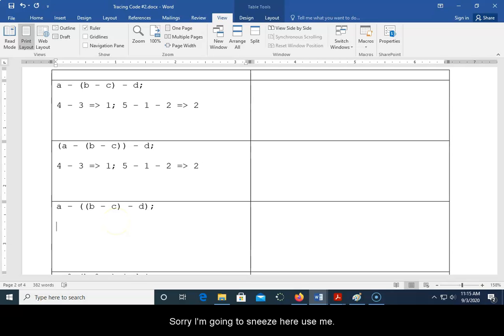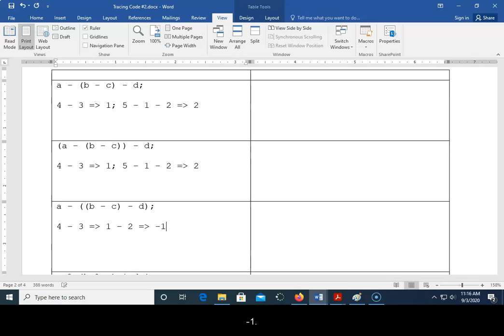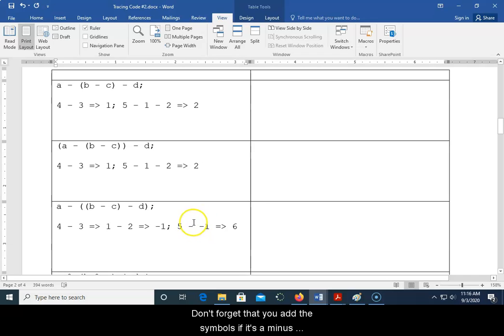Sorry, I'm going to sneeze here. Excuse me. So I need to do this inside first. So I've got b, which is 4 minus 3. That gives me 1. And then I've got 1 minus d, which d is 2. That gives me a negative 1. And so then I've got 5 minus a negative 1. And that's equal to 5 plus 1, so that's 6. Okay. Don't forget that you add the symbols. If it's a minus and a minus, you actually add.